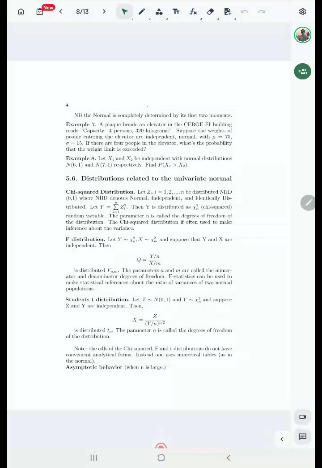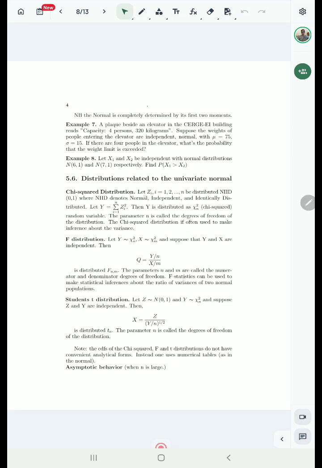Hello everyone. This is continuation of lecture 5. Last time we discussed normal distribution and several probability mass functions for discrete random variables. So today we are going to talk about some other distributions which are closely related to univariate normal distribution. One of them is chi-square distribution.